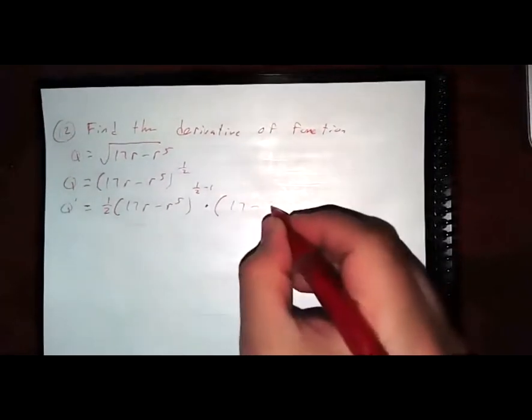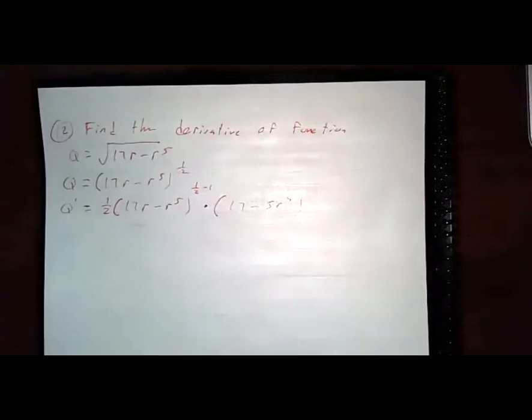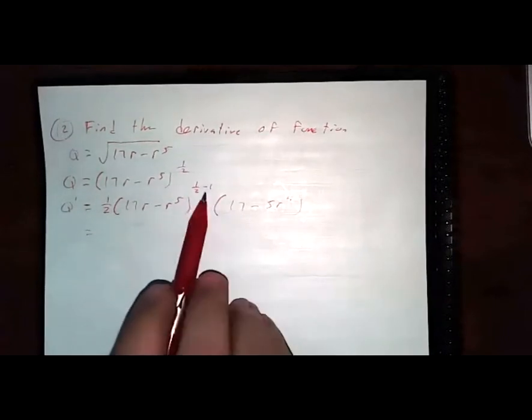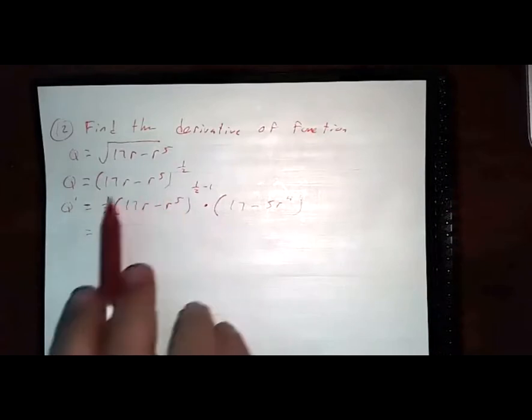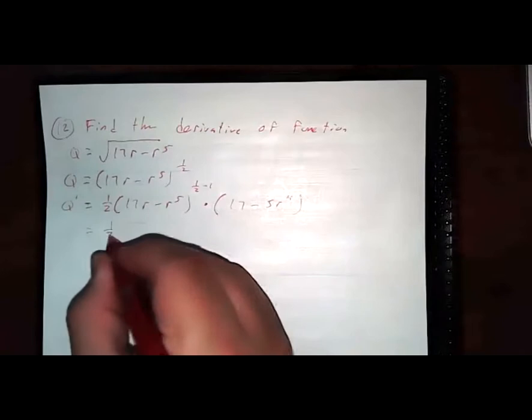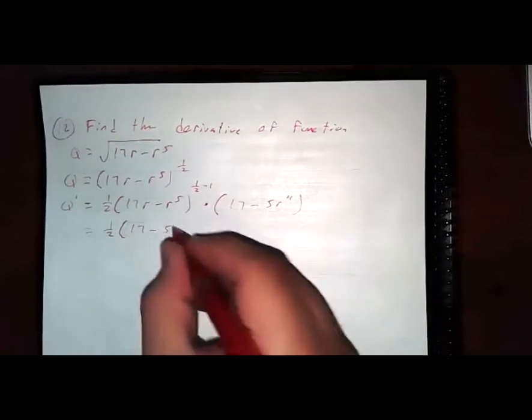Derivative of 17r, derivative of r to the fifth. So at this point, the derivative is done. You just need to do some algebra. So this will be a negative 1/2. So this will become a negative power, bring this whole piece to the bottom. So we're going to get 1/2 times this part. This stays on top.